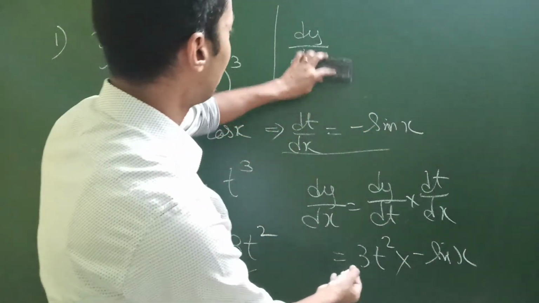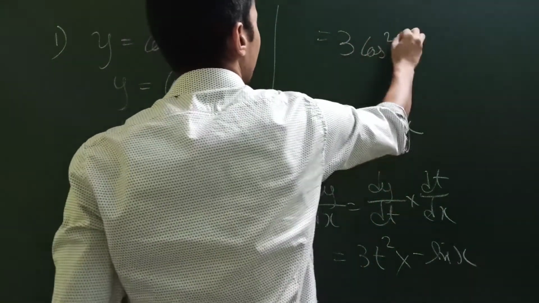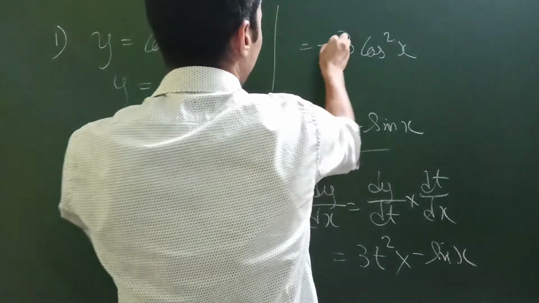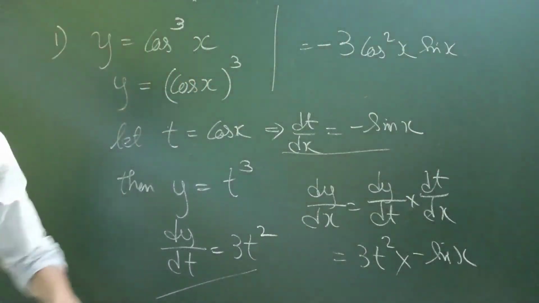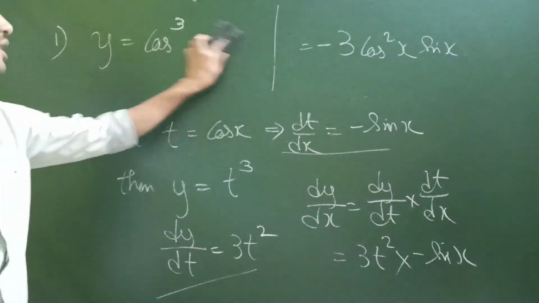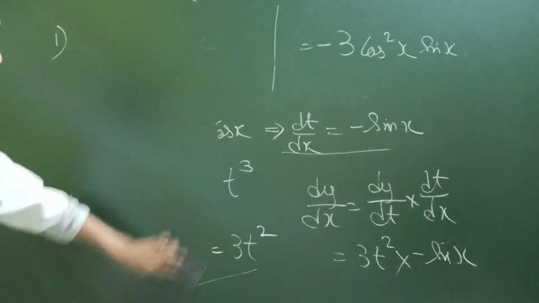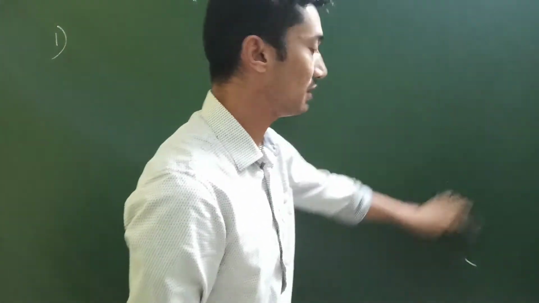Anyway, that was not visible out there, so I'll write it here: 3 cos squared x into minus sine x. So this is the process that we really work upon. I hope that was quite clear, right? I think it was okay, fine.